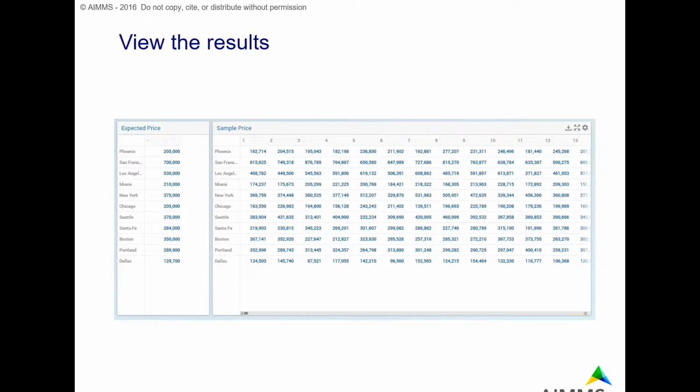So these are the results. On the left, we see the expected price for different locations, a couple of cities here in the US. And on the right, there are sampled prices for 1,000 samples for the same locations.